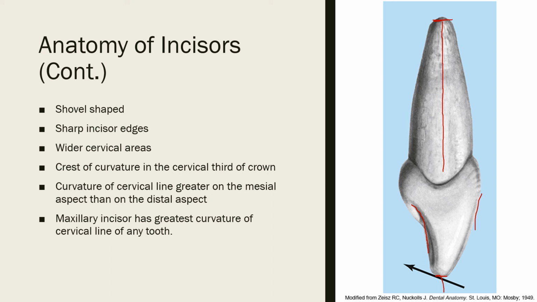They also have wider cervical areas. The crest of curvature is in the cervical third of the crown, and you can see that here. Very big curvatures here on the cervical third of the crown. Curvature of the cervical line is greater on the mesial aspect than on the distal, and we'll see that a little bit later on in this PowerPoint. The maxillary incisor has the greatest curvature of the cervical line of any tooth.